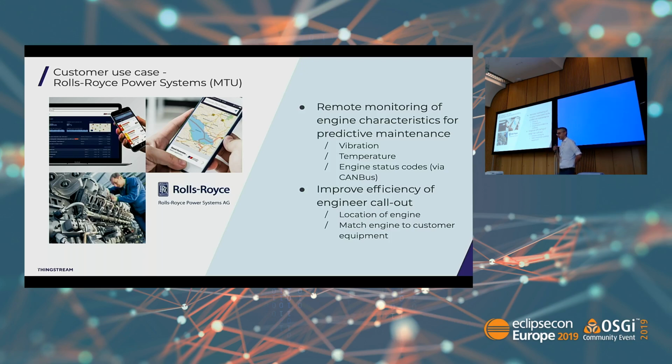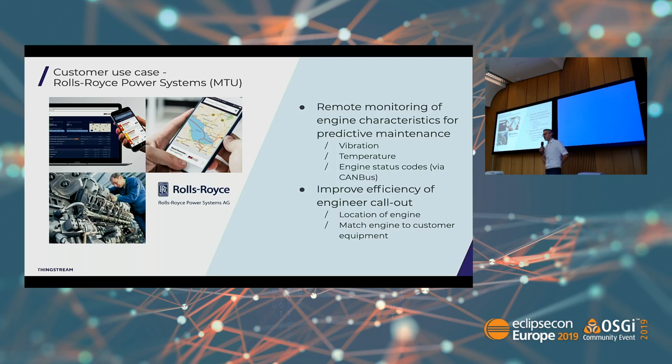But then there's obviously also things like engine status codes that you can pick up via CAN bus. And the intention of all this is to improve engineer call-out. And this might surprise you, but one of the characteristics is also really important. Most of these companies, like Rolls-Royce, for example, don't really supply engines direct to end users. They build them as an OEM and supply them through the chain.